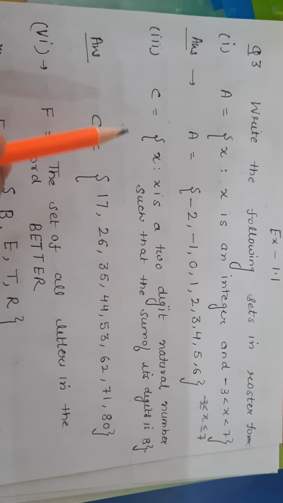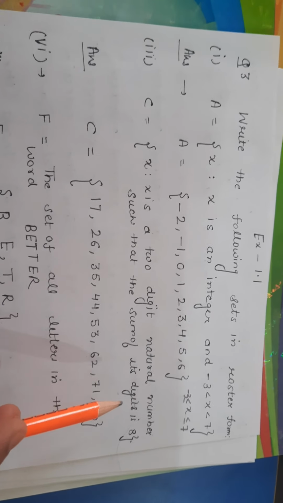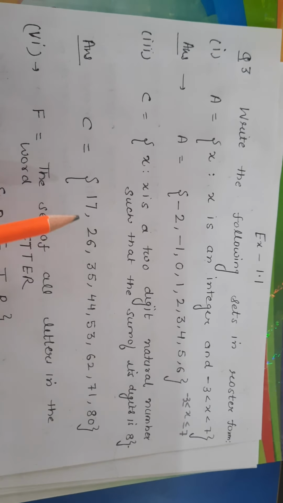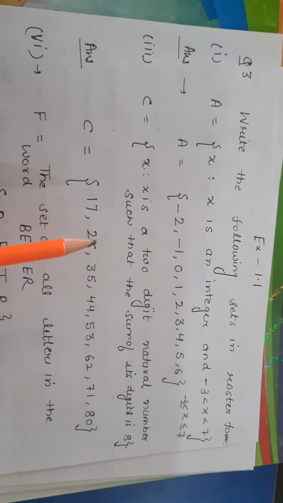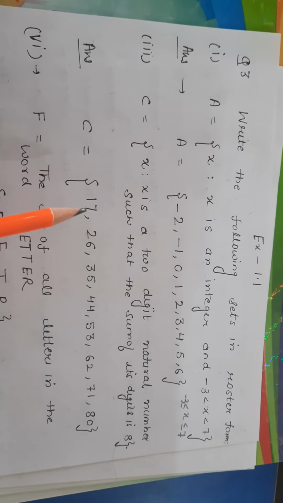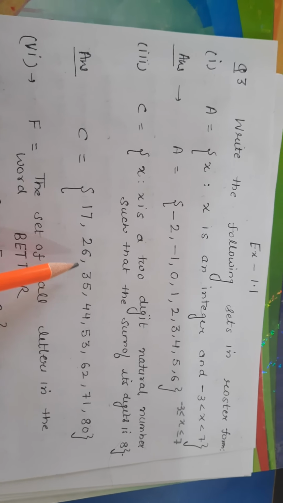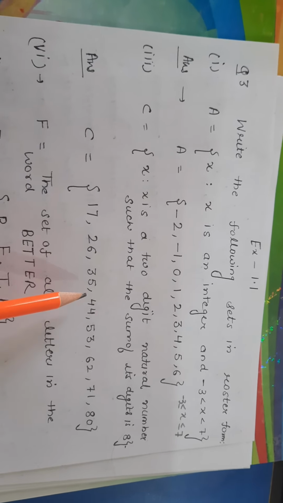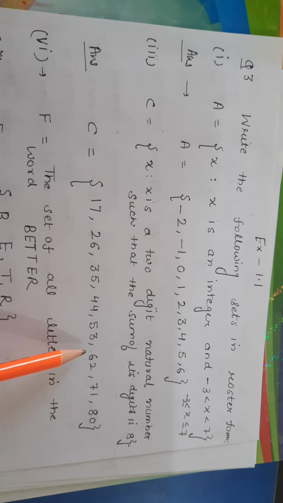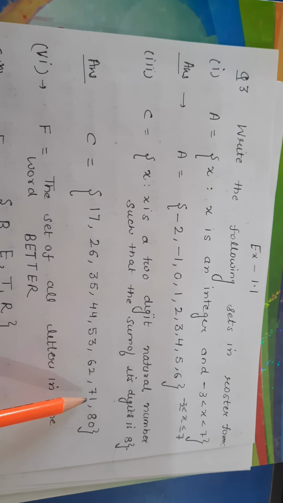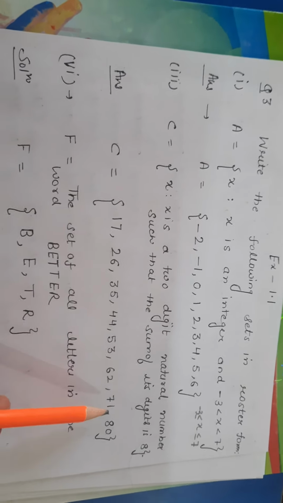Third part, x is a 2-digit natural number such that the sum of digits is 8. So, we start from 17. You will not write 08 because it is going to be a 1-digit number. So, this is 17. Next is 26, comma, 35, comma, 44, comma, 53. The next is 62, comma, 71, comma, 80. And then you are going to apply these curly brackets.